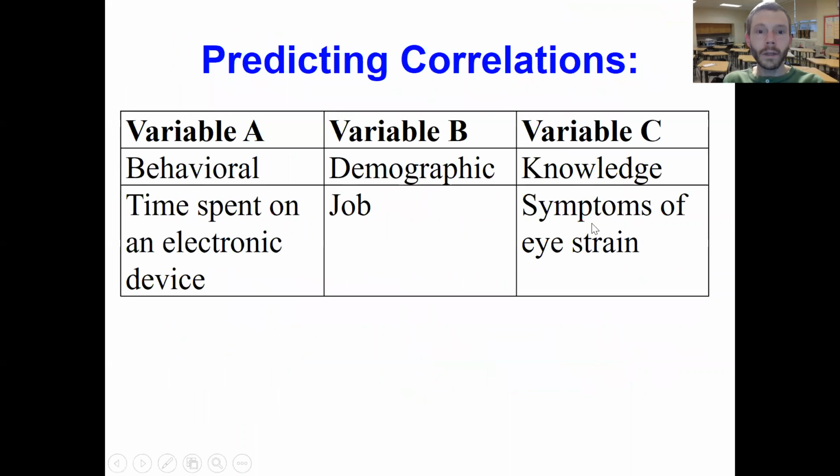So with that in mind, when we think about correlations, maybe there are some connections between different types of variables when doing social science research. For example, if we look at the time that we spend on our electronic devices, we could look at that with the kind of job that one might have. And we could look at it also within the idea of a knowledge question concerning symptoms of eye strain when we spend too much time looking at screens.